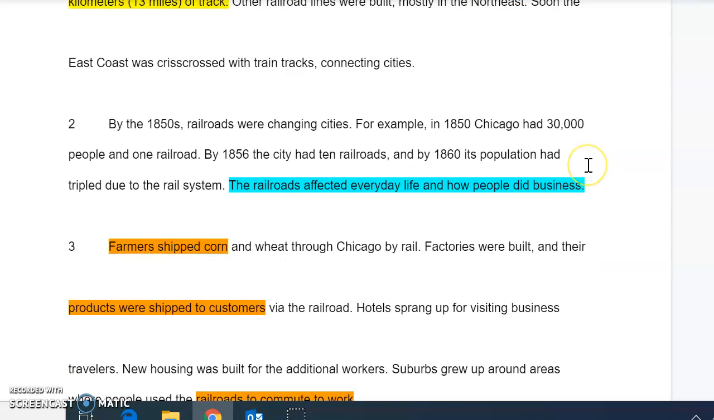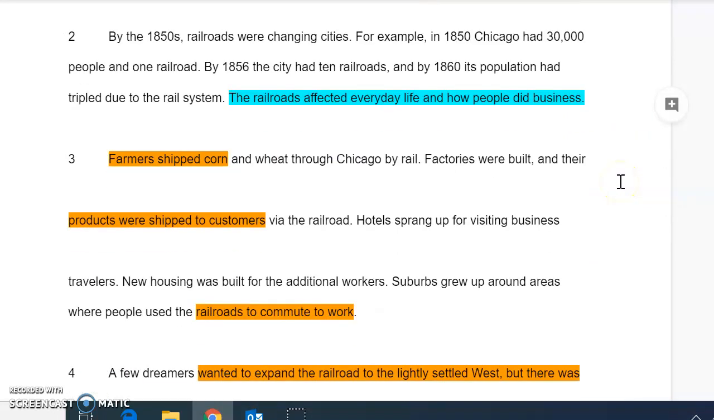By the 1850s, railroads were changing cities. For example, in 1850, Chicago had 30,000 people and 1 railroad. By 1856, the city had 10 railroads, and by 1860, its population had tripled due to the railroad system. The railroads affected everyday life and how people did business.